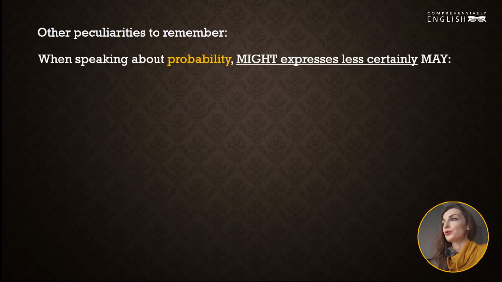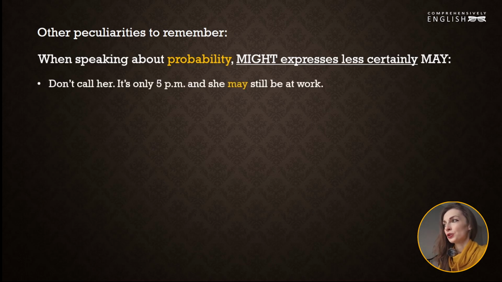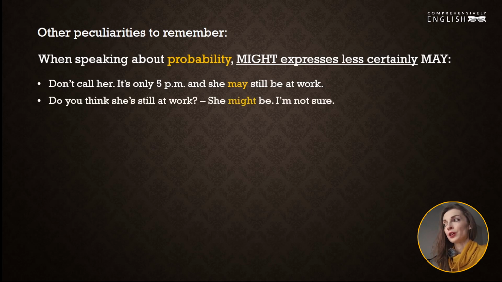Other peculiarities to remember. When speaking about probability, might expresses less certainty than may. Don't call her, it's only 5 p.m. and she may still be at work. Do you think she's still at work? She might be, I'm not sure. In the first sentence, may tells us that the person has fewer doubts, because he or she obviously knows the schedule of the person they're talking about. In the second sentence, it sounds like the person doesn't have any idea at all. She might be, I'm not sure, I don't know, whatever.